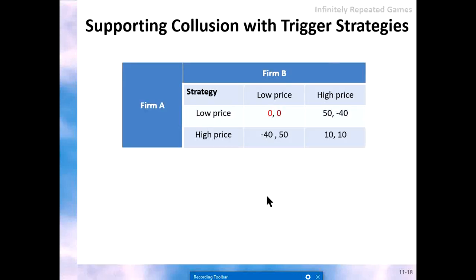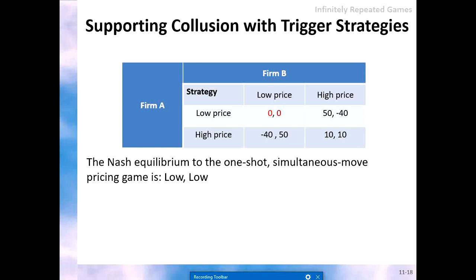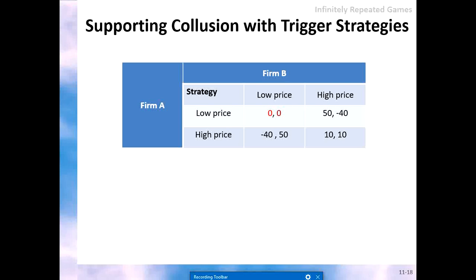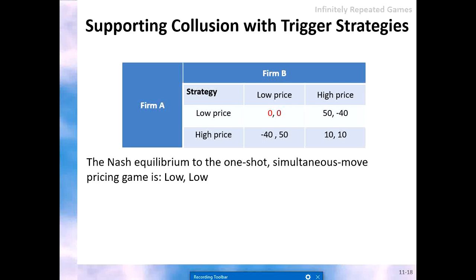So how are we going to support the collusion with trigger strategies? Now we assume that we have two firms, firm A and firm B. Each firm can choose to charge either a low price or a high price. If firm A charges a low price and firm B charges a low price, both of them get zero payoff. This is just for illustration. If firm A chooses a low price and firm B chooses a high price, then firm A will get 50 and firm B will lose 40, because all the customers of firm B will go to firm A.